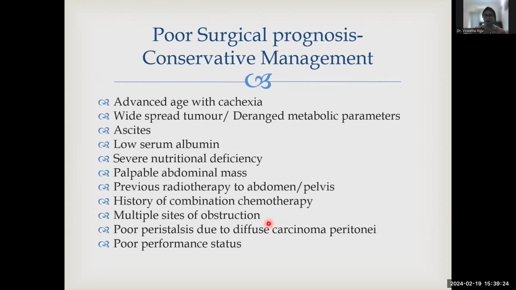Okay, multiple lines of obstruction, sites of obstruction, and poor peristalsis or poor performance status. All these are reasons which we would say are poor surgical prognosis factors, and which will tell you, okay, this patient has to be managed conservatively. Conservatively would mean without any intervention, with medical measures. So then comes the question, what medical measure? What are we going to do? What are we going to give?